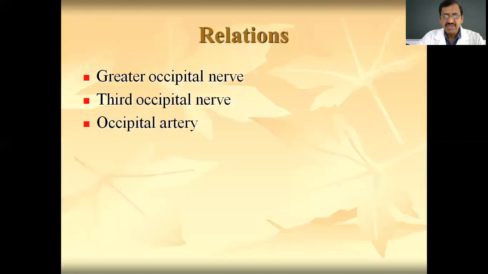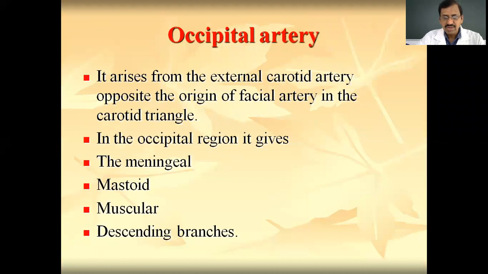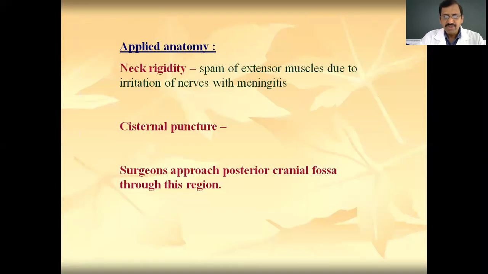Whenever there is irritation to these nerves, which are supplying the muscles, they may produce neck rigidity or pain. At the same time, these are also supplying the meninges. That is why there may be irritation of these nerves. It may produce neck rigidity or neck pain. That is one important thing.